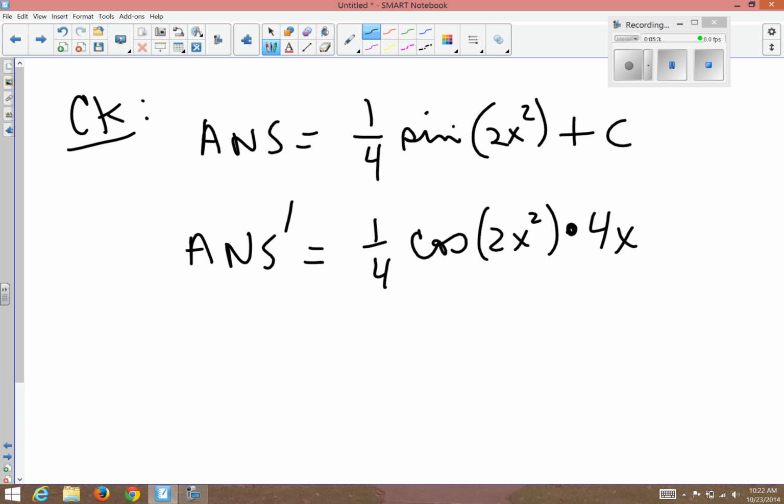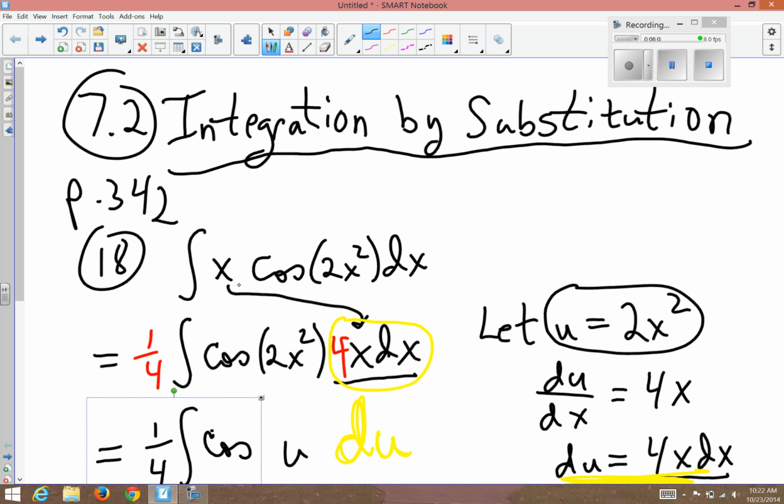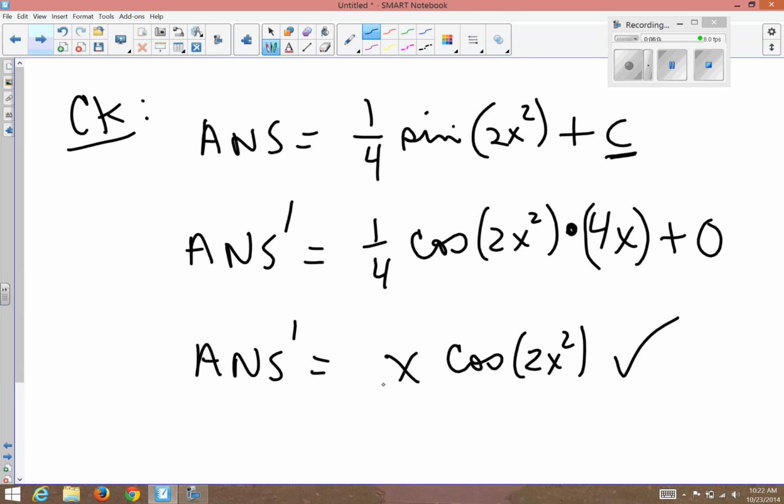2x squared is in the parentheses. The derivative of 2x squared is 4x. This is here because of the chain rule for finding derivatives. Derivative of any constant is 0. So the answer that we got is here. The derivative of that is 1/4 times 4 times x, which is just x, times the cosine of 2x squared, plus nothing. Since this is the original integrand, look back here, x cosine 2x squared, that's that. That means this was the correct answer.